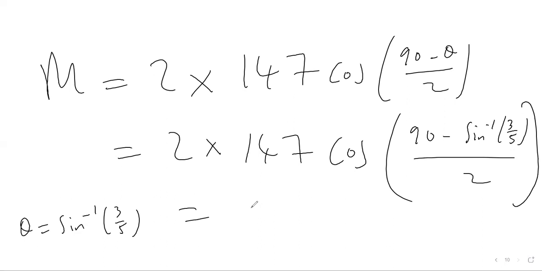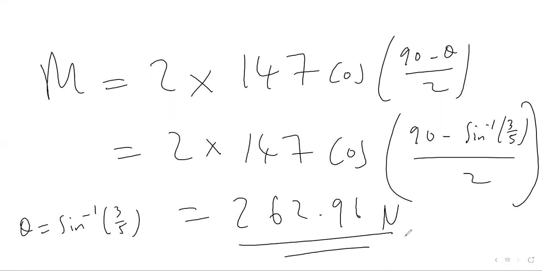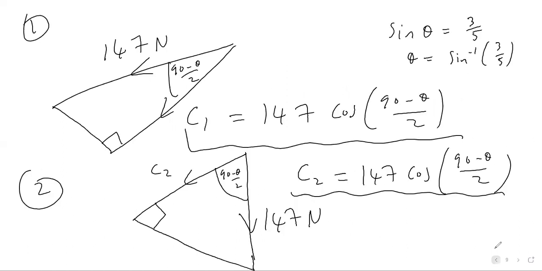You get about 36.87. 90 take away that answer, divided by 2, and then take cos of that answer, times 147, times 2, and you get the same result: 262.96 newtons. So again, if you prefer to do it like that, that's fine as well. In fact, that's probably an easier way to think about it, just by adding component 1 of this 147 newtons and component 2 of this 147 newtons. They're exactly the same thing because the tensions are both the same anyway.